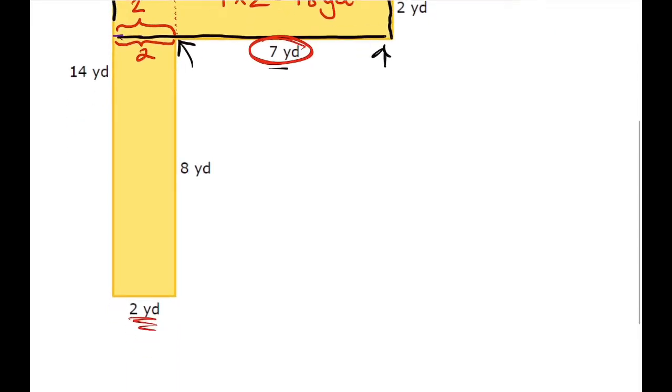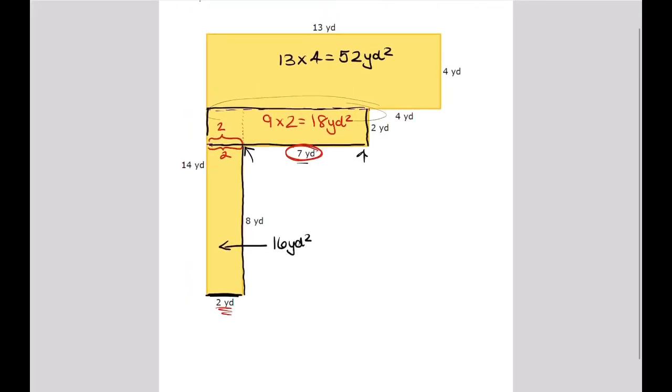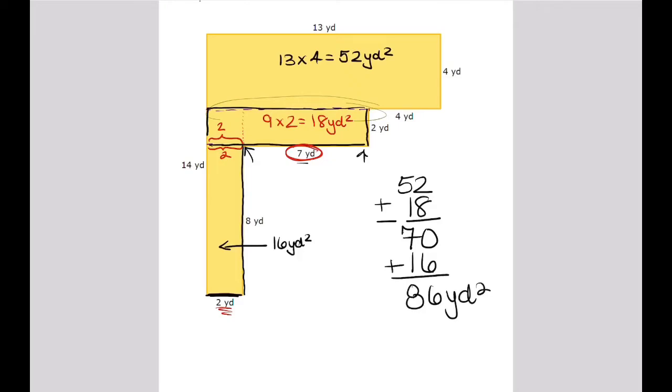And then on this one right here, we can be confident. This right here, that's 2, and this right here is 8, and there's no ambiguity about it. There's no question. That is going to be 16 square yards. 2 times 8 is 16. And then don't forget when you're all done with this to put it all together. So we're going to do 52 plus 18, which is 70. I'm going to just go ahead and add those right now. That's 70. And then 70 plus 16 is 86. So you got 86 square yards for that one.